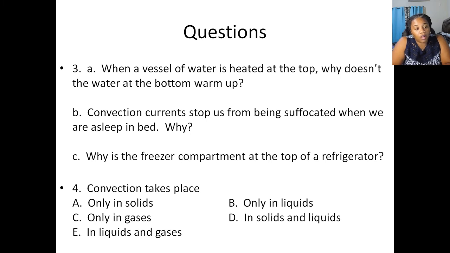Convection currents stop us from being suffocated when we are asleep in bed. Why? Well, first of all, air is a fluid, and if we're heating up the air inside our room, then the air moves in a circular motion, which enables the air to move about so you don't feel like you're in stagnant air. It's just circulating in and out so we can breathe easily.